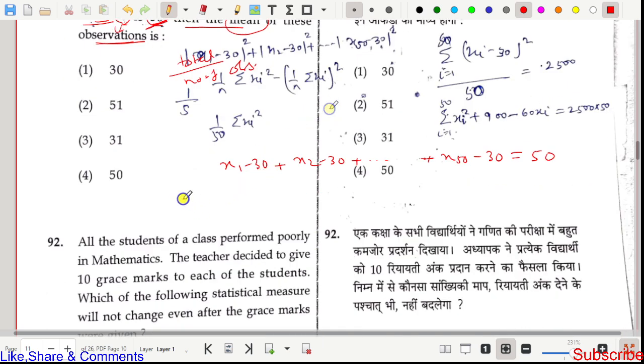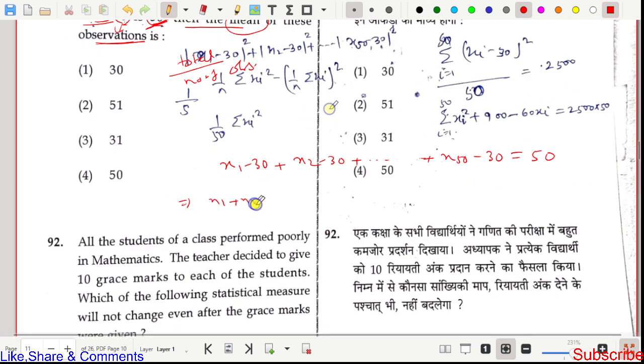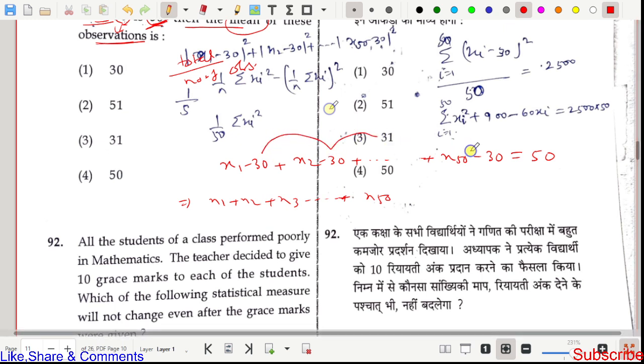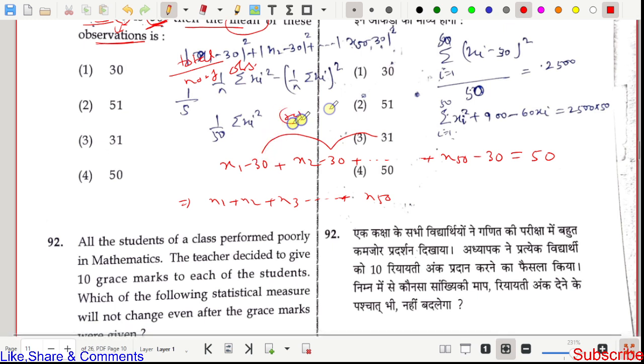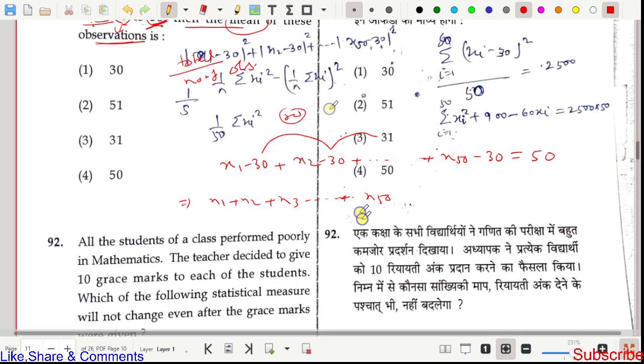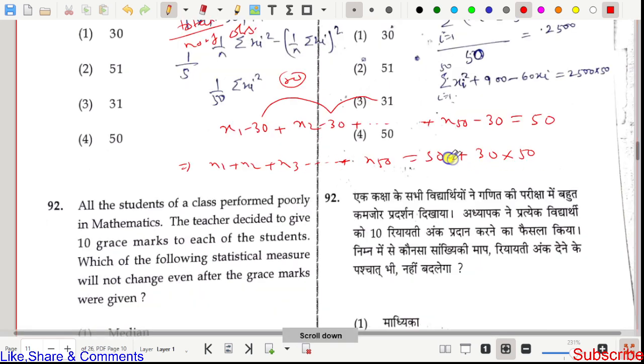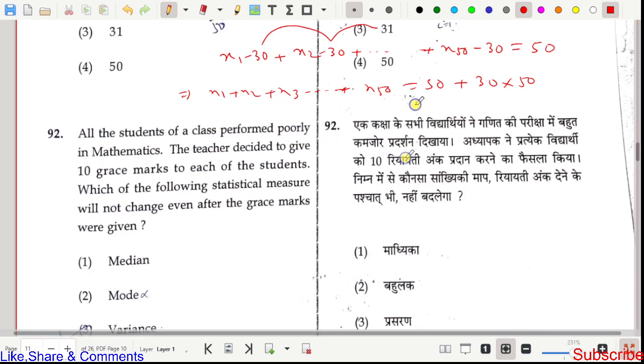We can easily find it from here. We have x1 plus x2 plus x3 up to x50, and 30 is subtracted each time: minus 30, minus 30, like this. How many 30s are there? There are 50 observations, so it will be 50 times 30. If we keep it on the right-hand side of the equation, the 50 is there and all this will be positive. 30 is there 50 times, so it is multiplied by 50. Adding all this we get 1500 plus 50, that is 1550. This is the total of the observations.